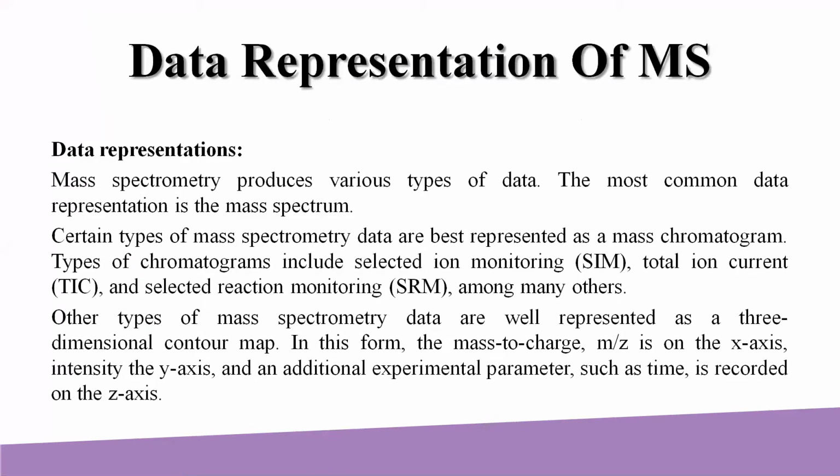Data representation of MS. Mass spectrometry produces various types of data. The most common data representation is the mass spectrum. Types of MS. Certain types of mass spectrometry data are best represented as a mass chromatogram. Types of chromatograms include selected ion monitoring (SIM), total ion current (TIC), and selected reaction monitoring (SRM), among many others. Other types of mass spectrometry data are well represented as a three-dimensional contour map.